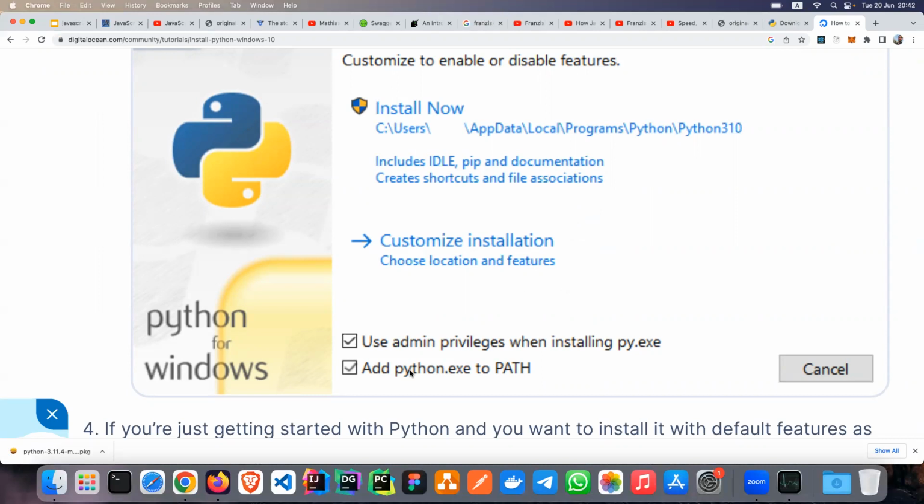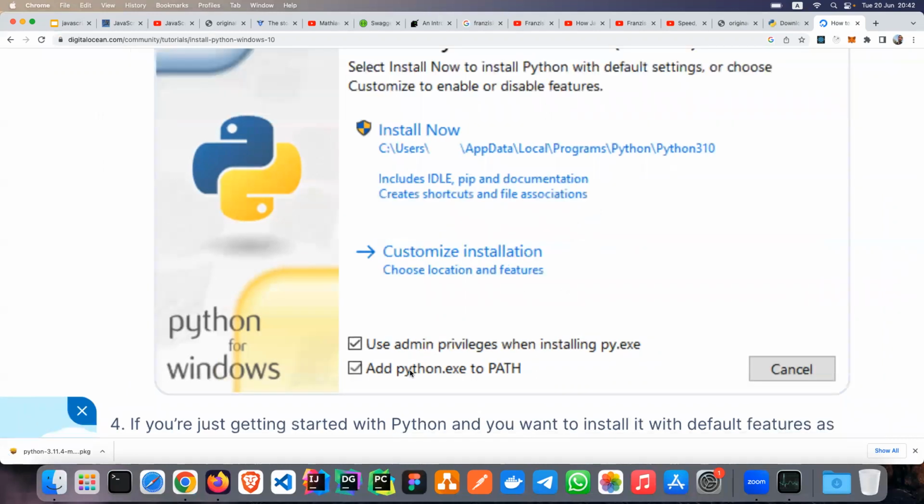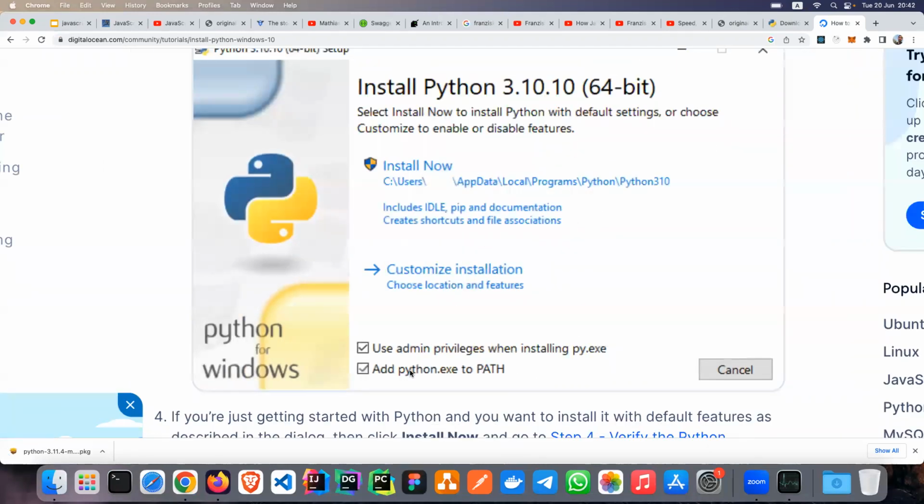If you haven't done this, I can help you set this up. But right now, on your terminal, if you write Python and it works, then it's fine.